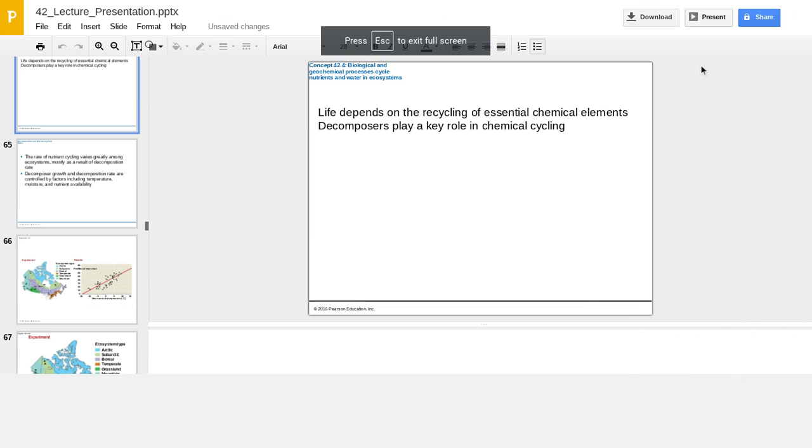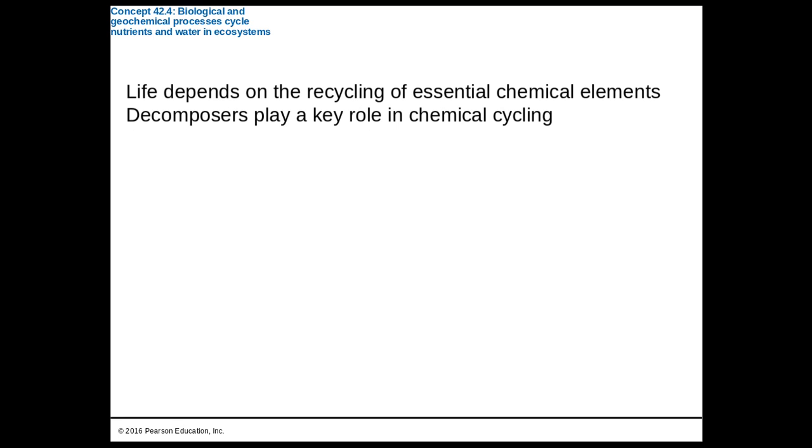Section 42.4 is the last section we're going to go over for the ecology section for this unit. And this section is about the biological and geochemical processes that help recycle nutrients and water in ecosystems. So if you remember, we've talked about how energy flows through the ecosystems, but chemicals and nutrients are cycled through. So life on Earth as we know it depends on the recycling of these elements.